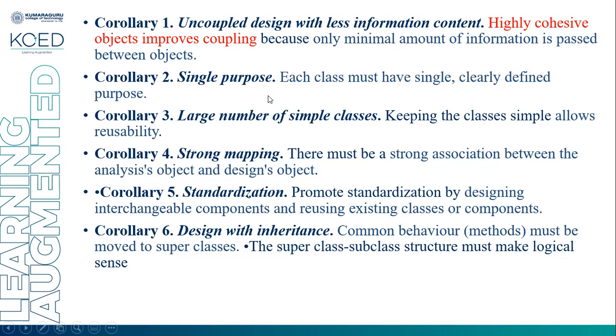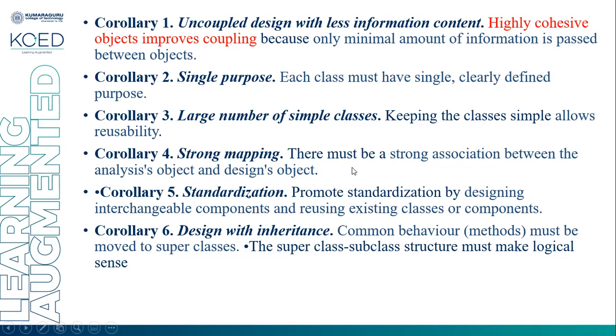The second one is single purpose. Each class must have a single and clearly defined purpose. This is corollary number 2. Corollary number 3 is a large number of simple classes. Keeping the classes simple allows reusability. If the class is simple, then we are able to reuse it. That's why we prefer a large number of simple classes over a small number of complex classes.